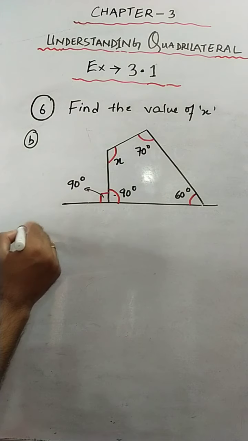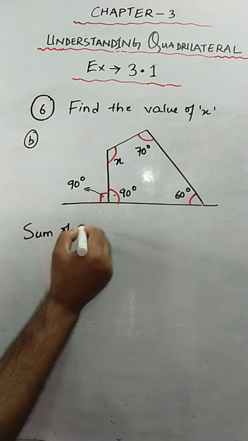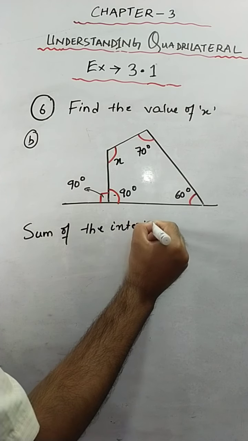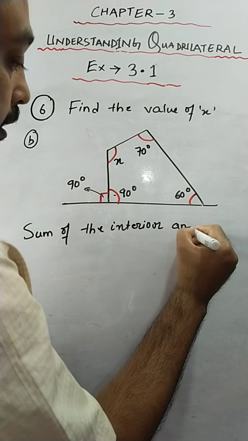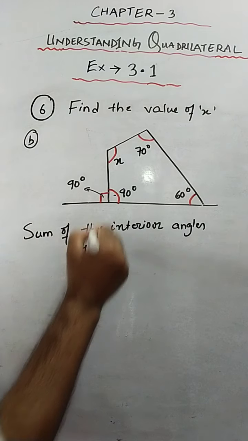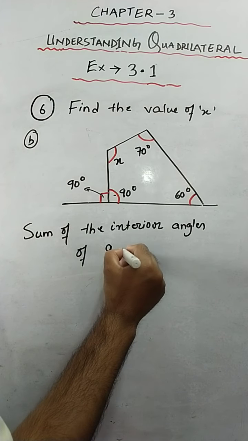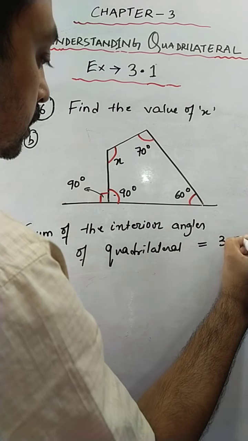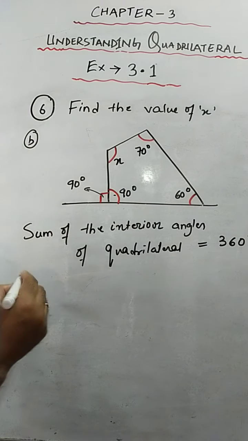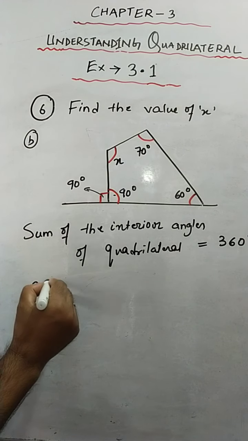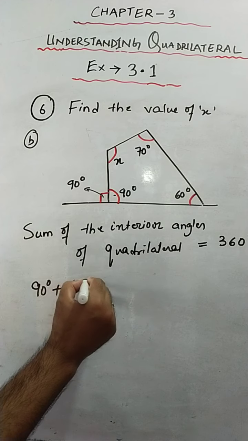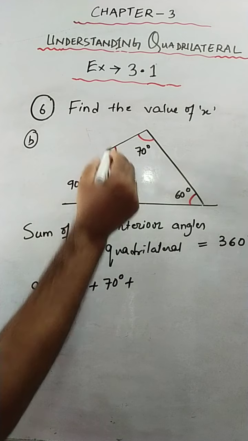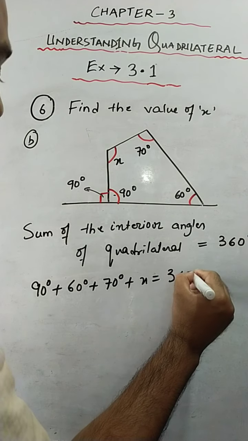Fine. Now we'll write it down. Sum of the interior angles of, what is the name of this figure? Quadrilateral. That will be equal to what? 360 degree. Now we'll write all the angle values. That is 90 degree plus 60 degree plus 70 degree and finally x, that is equal to 360 degree.